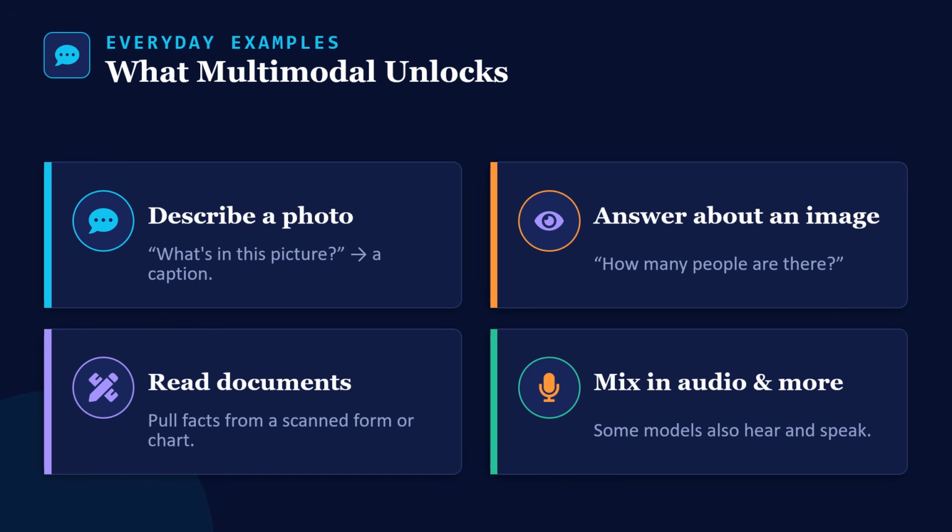This unlocks a lot. You can describe a photo, ask what is in this picture, and get a caption. You can answer questions about an image, like how many people are there. You can read documents, pull facts from a form or a chart, and some models go further. They can hear and speak too. These are the tools quietly powering a lot of apps you already use.